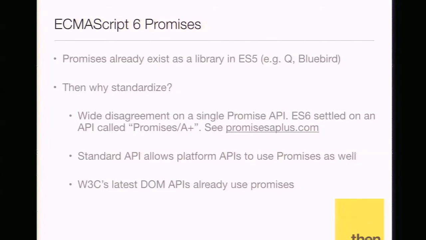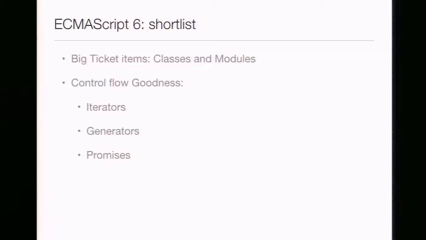So the other thing is that other standards bodies like W3C, for instance, which standardize the interface between JavaScript and the browser, for instance, the DOM, the document object model, have a lot of use cases where they need asynchronous interaction. And with promises being a part of the language, they can rewrite a lot of those APIs to return promises rather than taking callbacks.